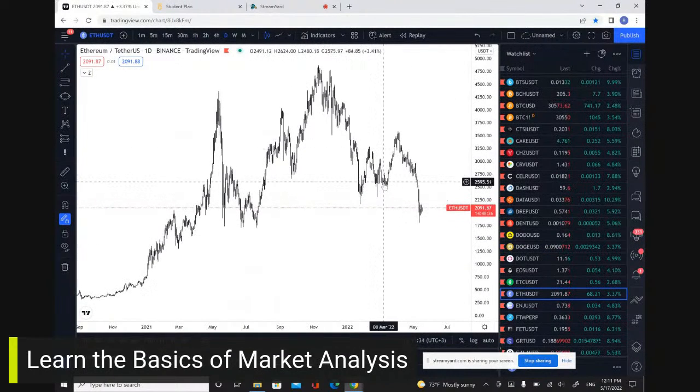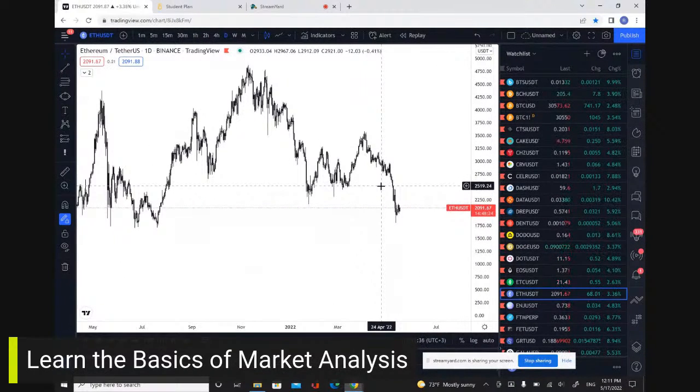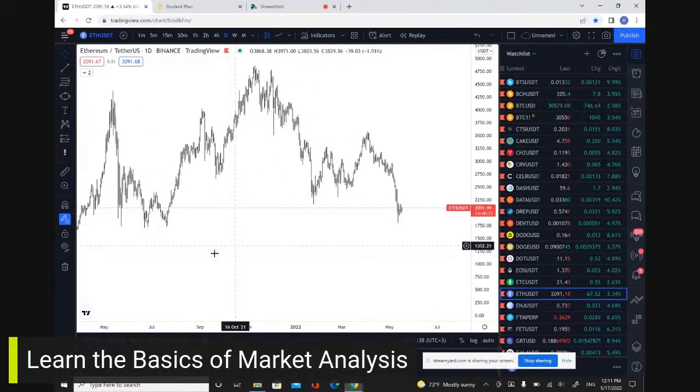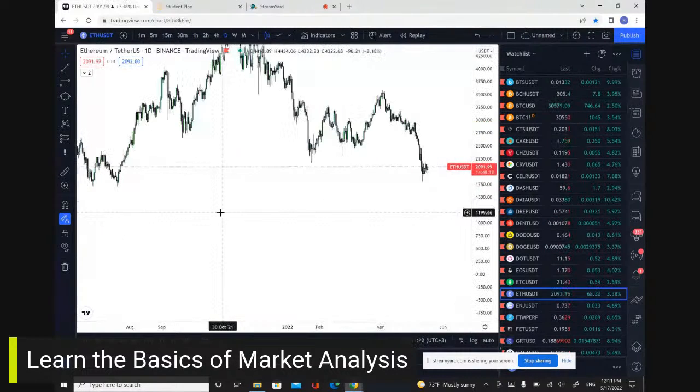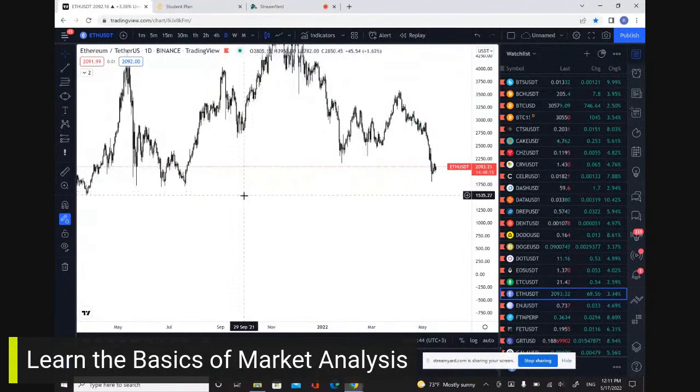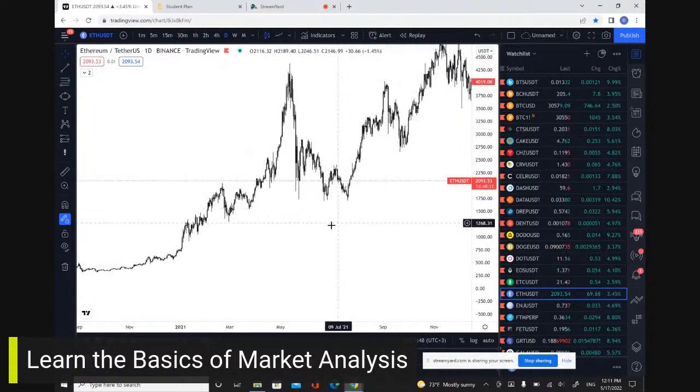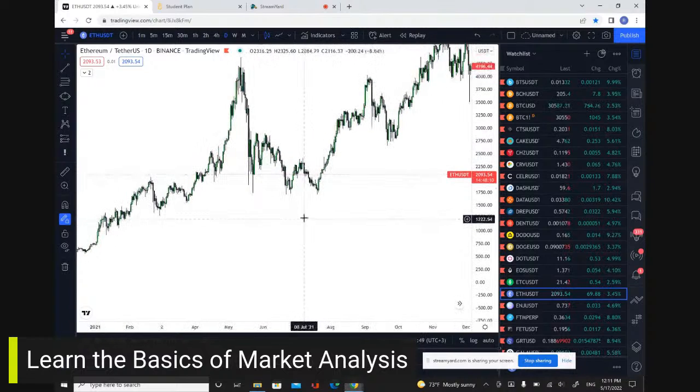So now how can we draw it? You can draw it at any time frame you would like. So let's look right here on Ethereum. How can we identify the next support, for example? We can see right here on the daily time frame this zone right here at 1750.